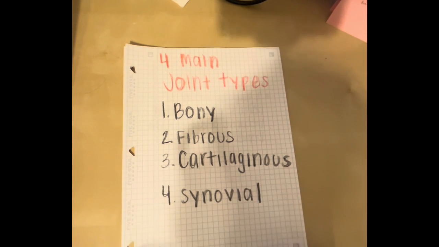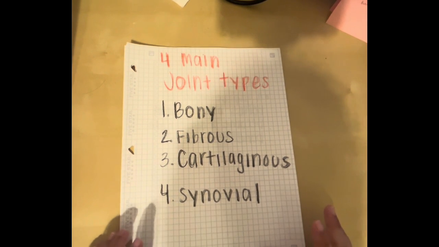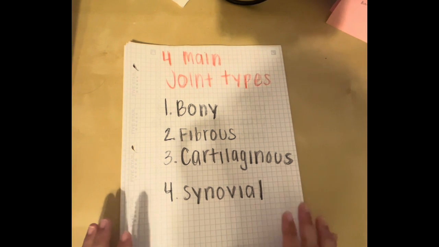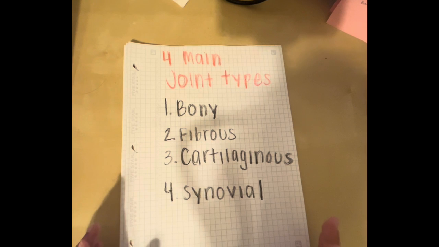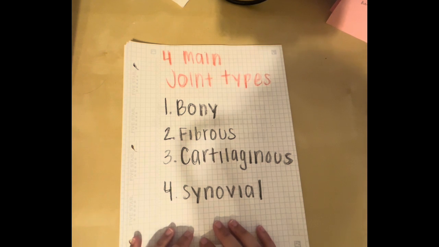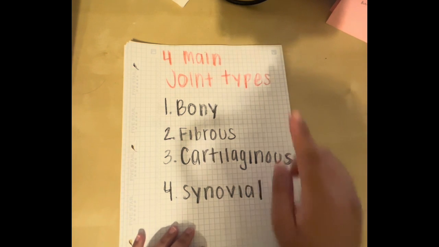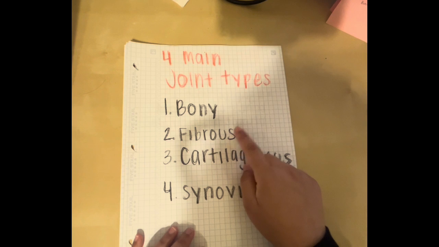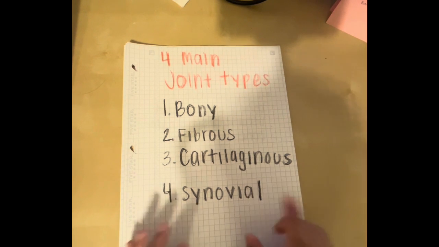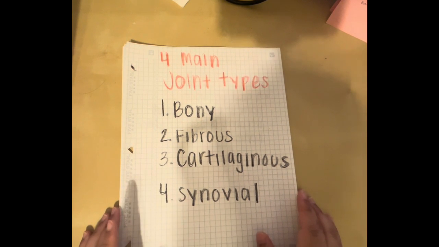This is my video discussion on our joint types. I'd like to start off with defining the word joint. A joint is basically any two bones that meet, whether the bones are mobile at the interface or not. In our textbook, there are 4 major joint types that were listed, and those 4 types are bony, fibrous, cartilaginous, and synovial. Hopefully I pronounced those words correctly.